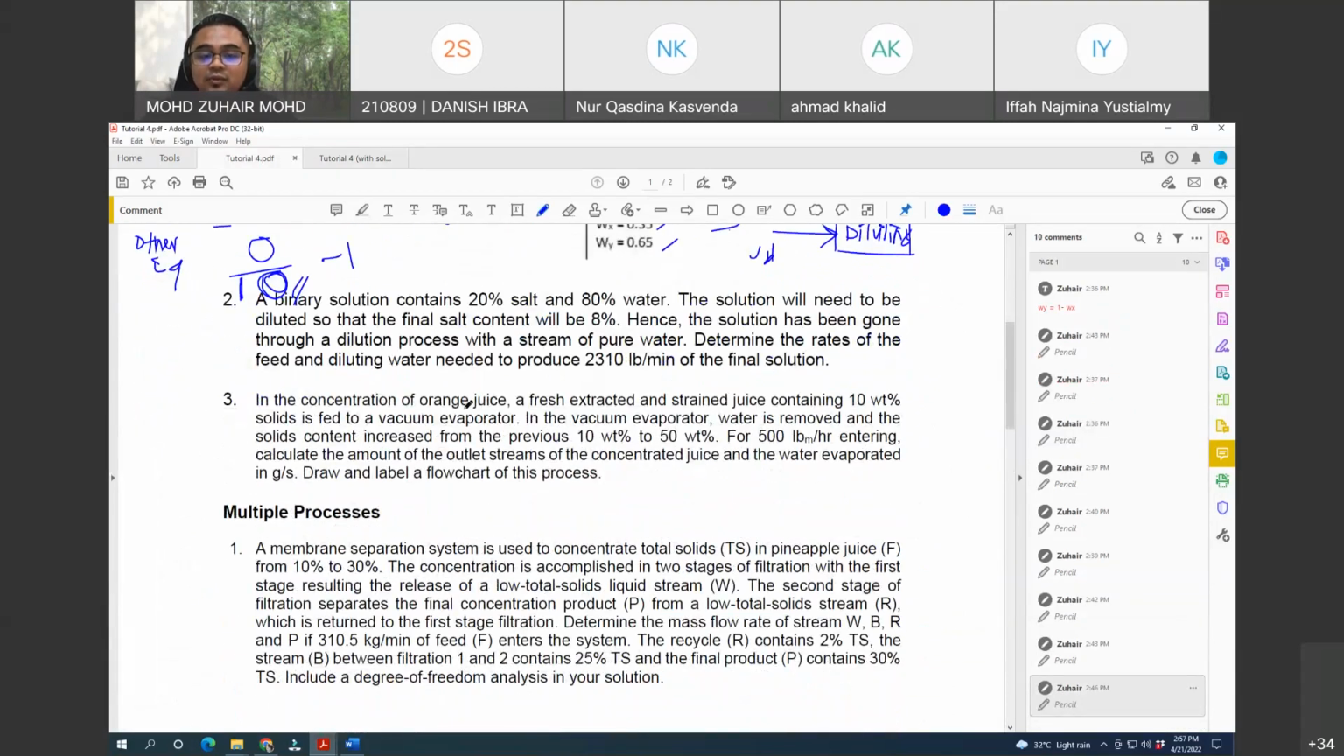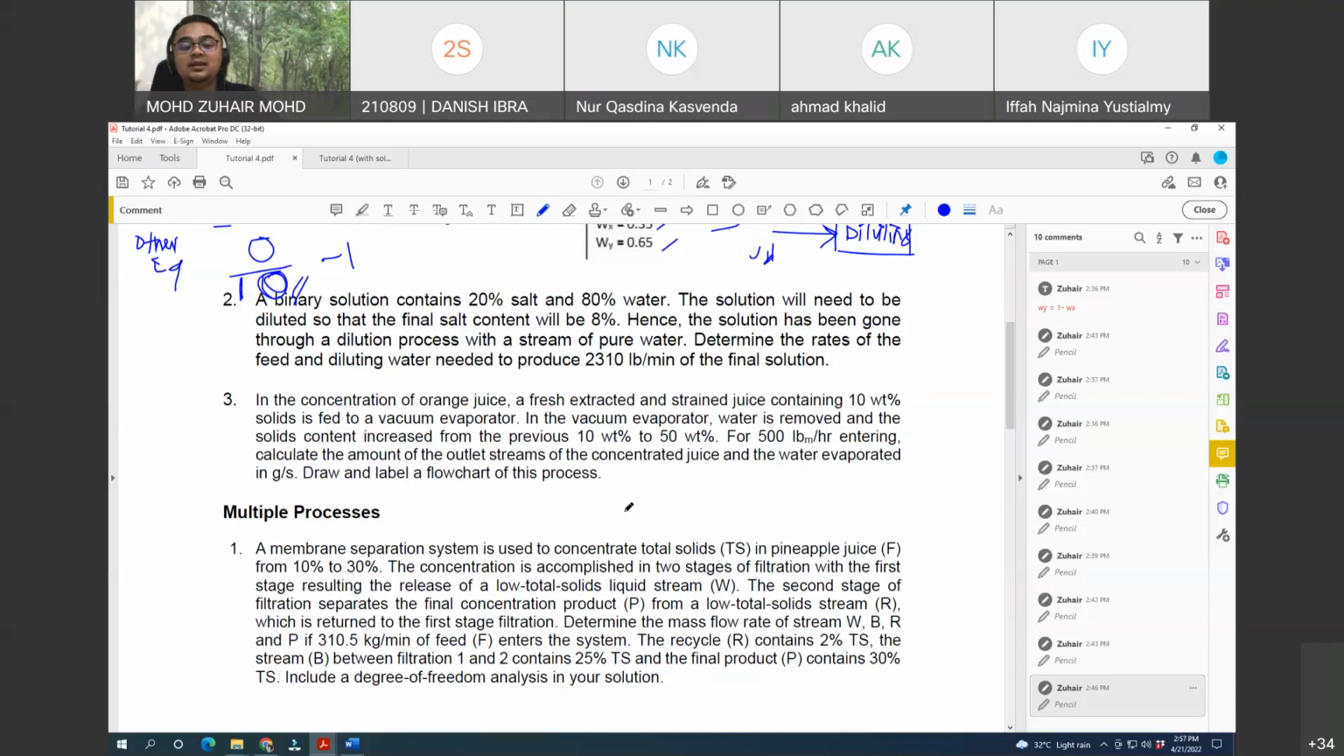In the concentration of orange juice, a fresh extracted and strained juice containing 10% solid is fed to a vacuum evaporator. In the vacuum evaporator, water is removed and the solid content increased from the previous 10% to 50%. For 500 pound per hour entering, calculate the amount of outlet stream of the concentrated juice and the water evaporated in gram per second. Okay, draw and label a flowchart of this process.